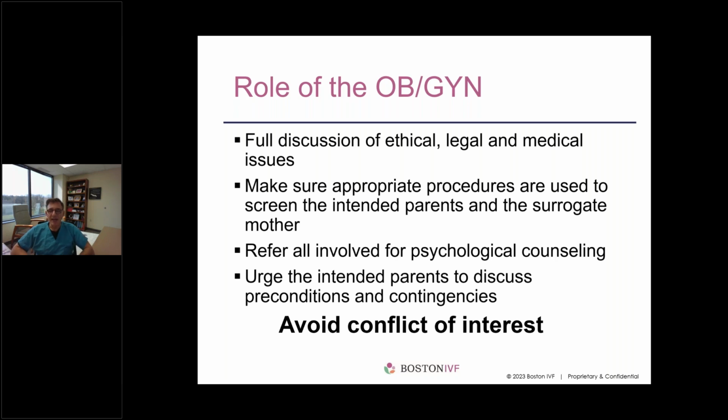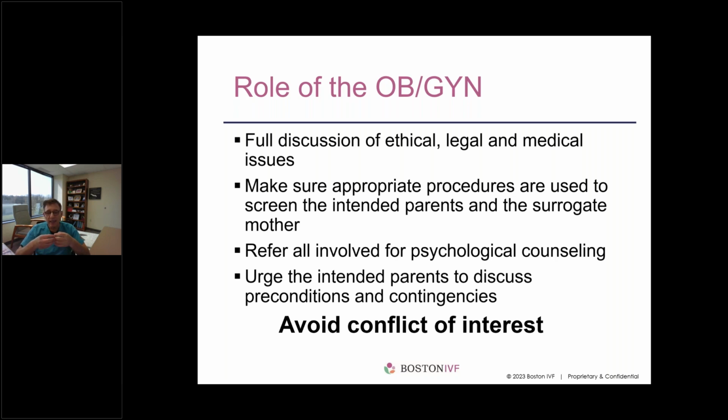The role of the OBGYN, I think one of the most important things to remember is that the OBGYN should avoid any conflict of interest. The OBGYN should look at each person's interest alone. This is my patient, the surrogate is my patient, this is the one I'm taking care of, this is the one I'm going to counsel, this is the one I'm going to tell it's a bad idea for you to get pregnant with somebody else's kid. So the OBGYN really has to discuss the ethical, legal, and medical issues with the recipient, with the surrogate, as well as the intended parents. They want to make sure that appropriate procedures are used to screen the intended parents and the surrogate mother, all the infectious disease, the vaccine status, all of that.